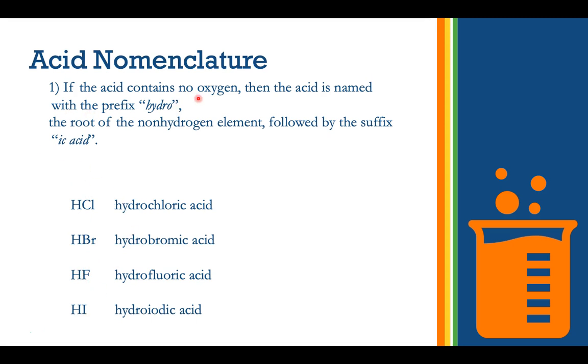If the acid contains no oxygen, then the acid is named with the prefix hydro. So if oxygen's not there, the prefix is hydro, followed by the root of the non-hydrogen element, followed by the suffix -ic acid. For instance, none of these have oxygen in them, so they all start with hydro and end in -ic acid.